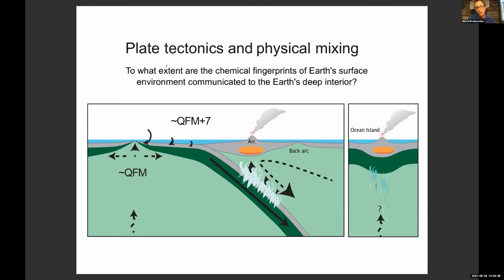And so we are trying to answer this question: to what extent are the chemical fingerprints of Earth's surface environment communicated to the Earth's deep interior in subduction zones? And in particular, there's a very long-standing observation, for 100 years or more, that in general the basalts that erupt at arc volcanoes are more oxidized than those that erupt at mid-ocean ridge volcanic centers.